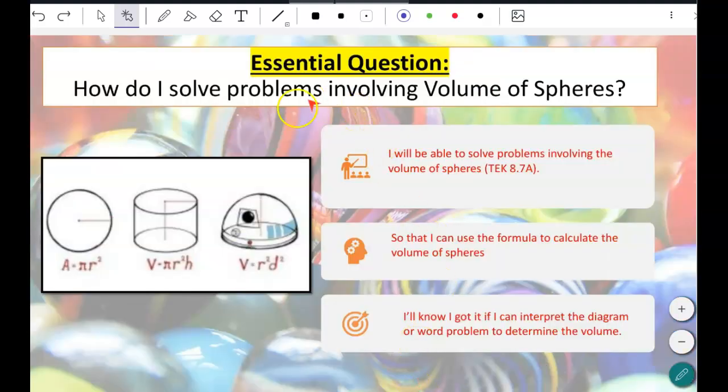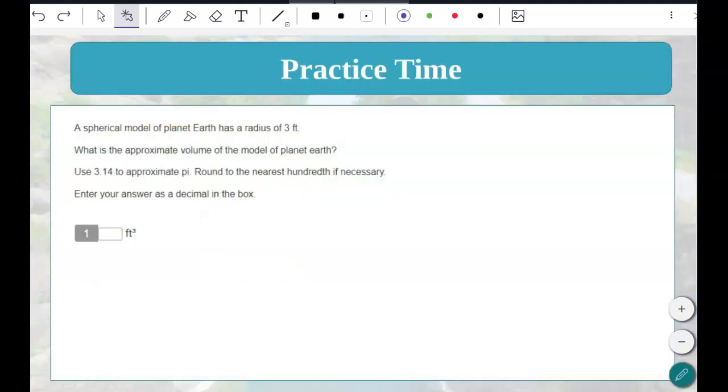So our essential question is, how do I solve problems involving volume of spheres? I will be able to solve problems involving the volume of spheres so that I can use the formula to calculate volume of spheres. I'll know I got it if I can interpret the diagram or word problem to determine the volume. We're going to jump right in because we've been working with the formula for spheres.